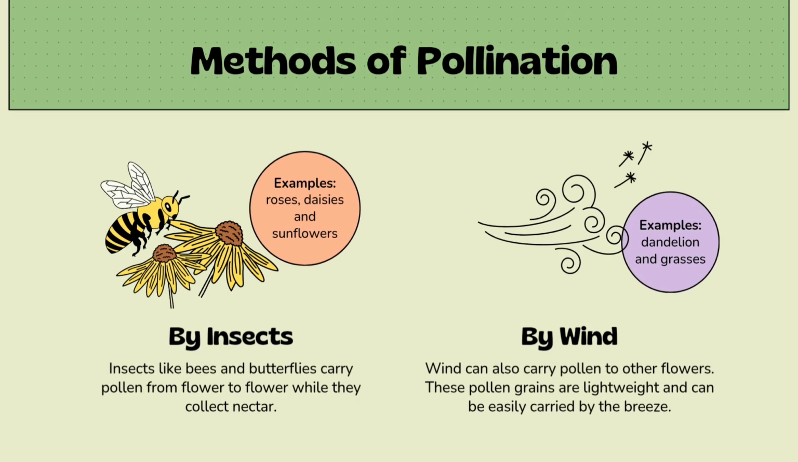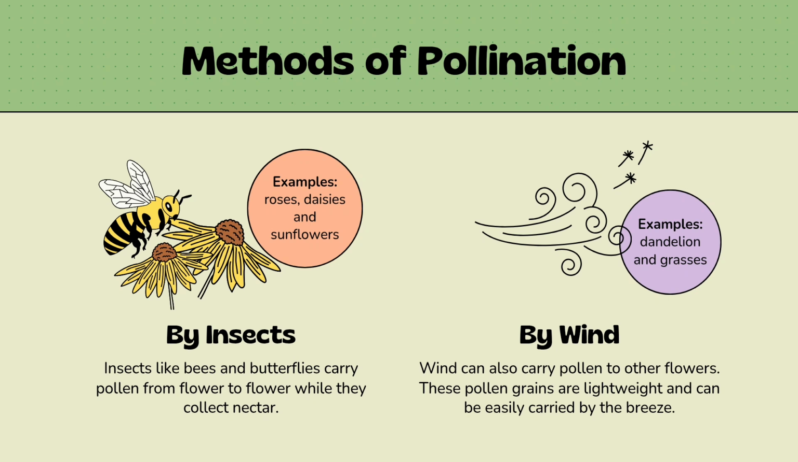There are different methods of pollination. The first one is by insects. In flowers like roses, daisies, and sunflowers, insects such as bees and butterflies come to collect nectar. While doing their sweet shopping, they accidentally brush against the anther and pollen sticks to their body. Then they fly to another flower, and some pollen rubs off onto the stigma. So basically, bees are unpaid delivery agents.